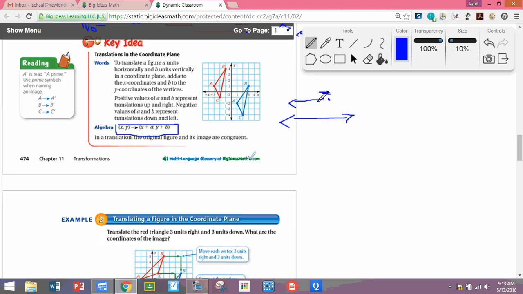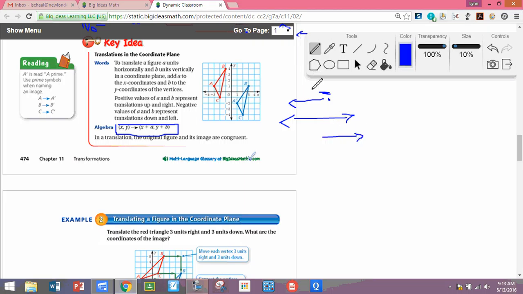So if you go that way, you're going to subtract. If on the x, and this is for x only, if you go that way to the left, you are then adding to your x. So whatever your x is, if you're going this way, you're going to add that number, and if you're going that way, you're going to subtract.